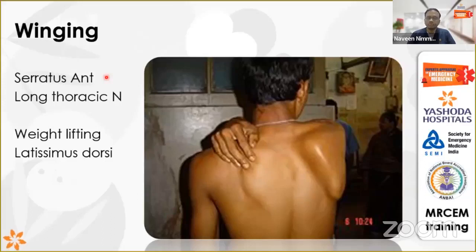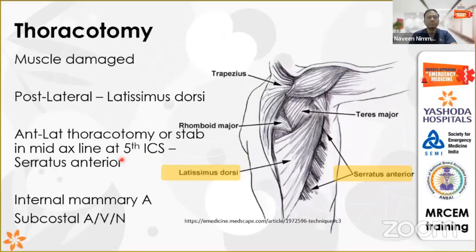When you are doing thoracotomy, which muscle is damaged? This is the posterior view we are seeing. When you go in a posterolateral fashion, obviously you'll have to cut the latissimus dorsi. If you're coming from the anterior side, serratus anterior will be cut. So posterolateral, latissimus dorsi; anterolateral, serratus anterior. Instead of that, they might ask you, someone has been stabbed at the mid-axillary line at the fifth intercostal space, which muscle is damaged? Again, that answer is serratus anterior. Also during thoracotomy, the structures that can be damaged are the internal mammary artery or some of the subcostal arteries, veins, nerves, all of them can be damaged.